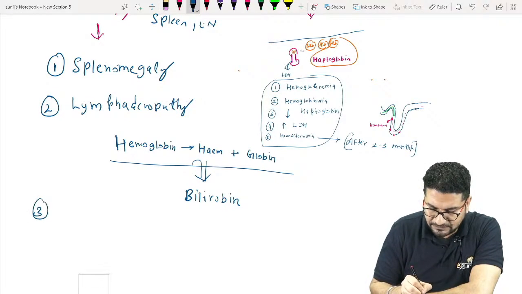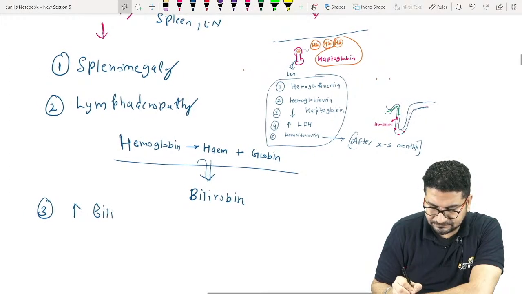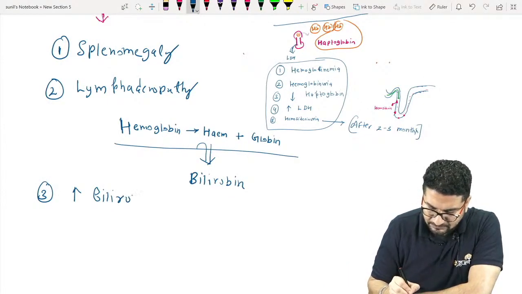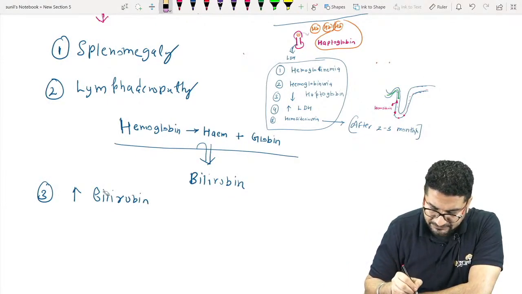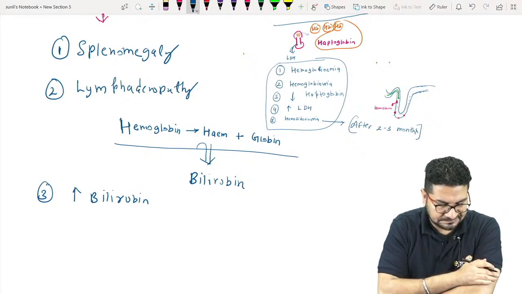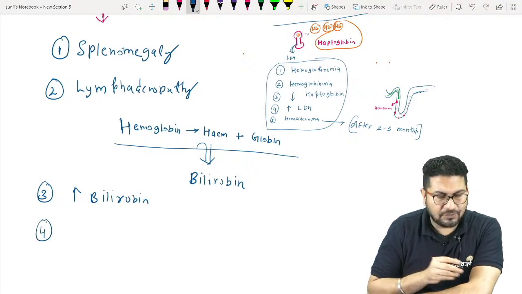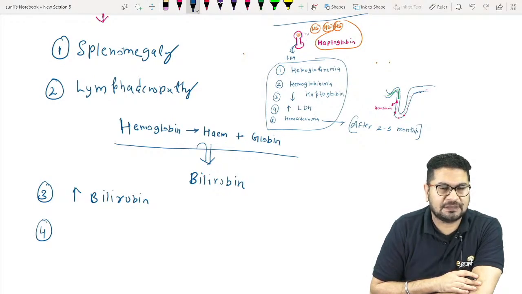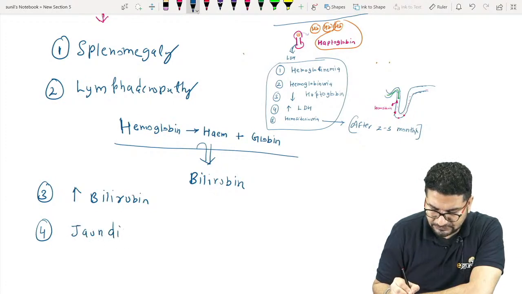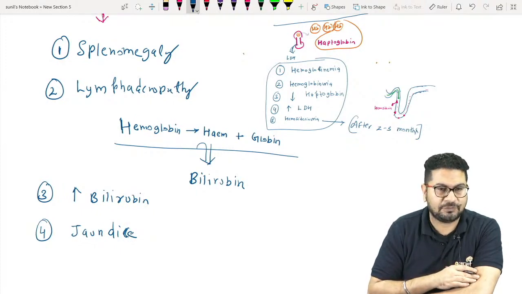So the third feature you will notice, the patient can develop an increase in bilirubin. There will be an increase in bilirubin. Clear? More bilirubin can cause jaundice. The patient can develop jaundice. So remember, an anemia patient can also develop jaundice. More bilirubin means the patient can develop jaundice.